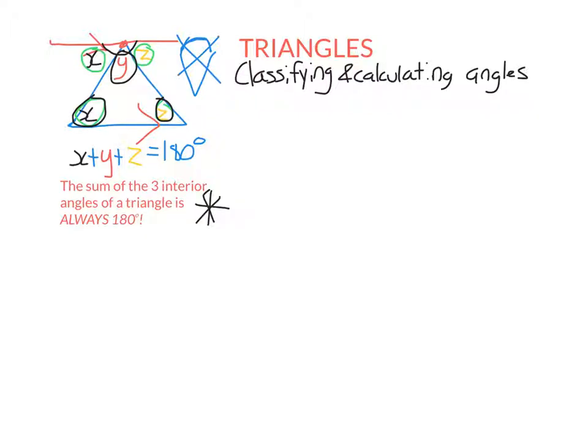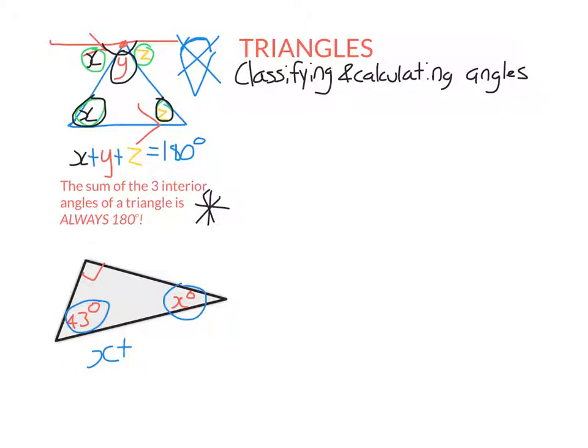Let's look at a few examples of this. So let's look at this black triangle down the bottom. We want to find the value of X. Well, it turns out this is really easy because I know that X plus this angle here, 43, plus this angle here add to 180. This angle here is 90 degrees. That's what this little symbol means. It's a right angle. So if I add all these three angles up, I get 180.